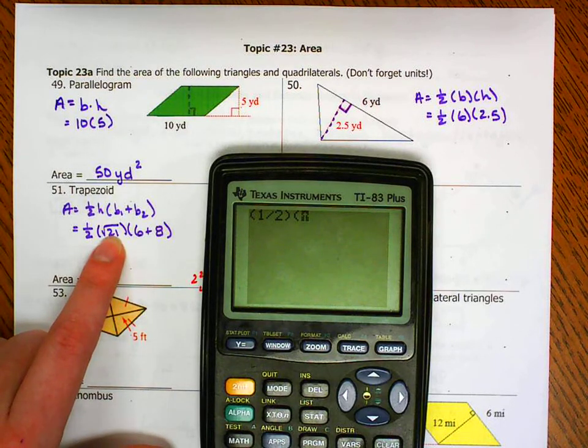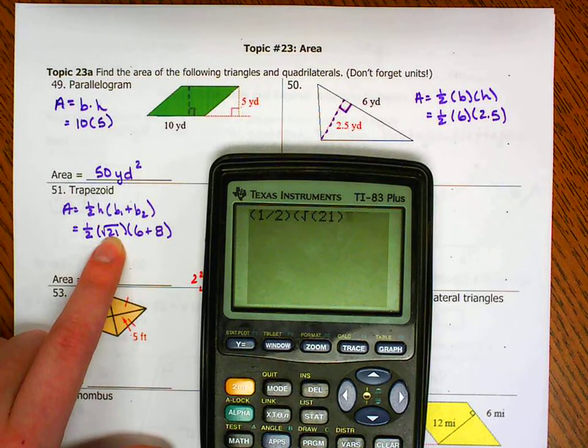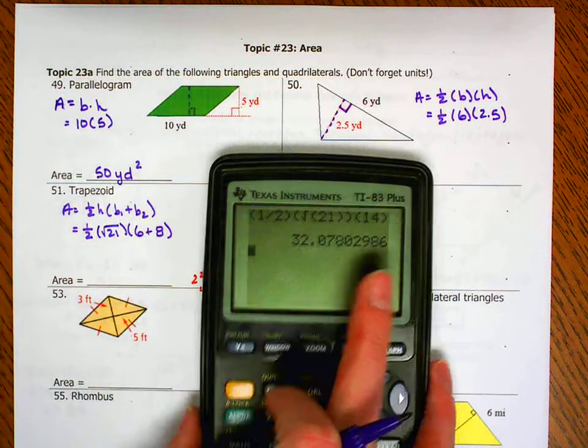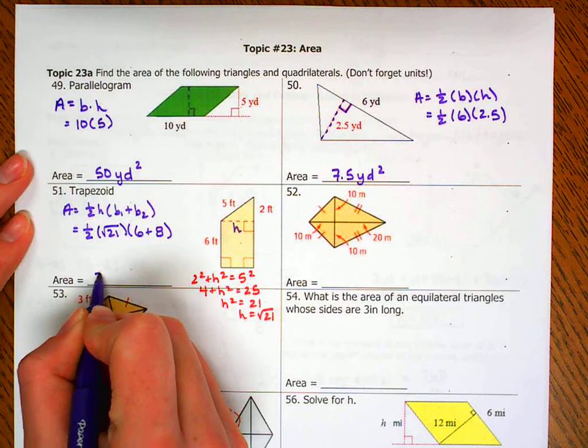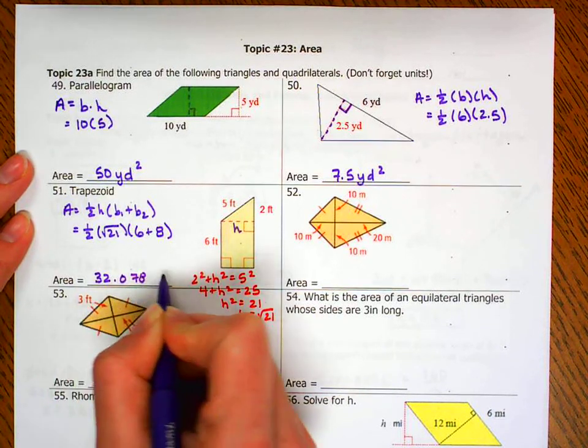Times the square root of 21. Notice how I'm using my parentheses. And then 6 plus 8, that's 14. Okay, so my final answer is going to be 32. Sorry, we didn't give you rounding instructions, so we always default to the thousands place. And it's feet.